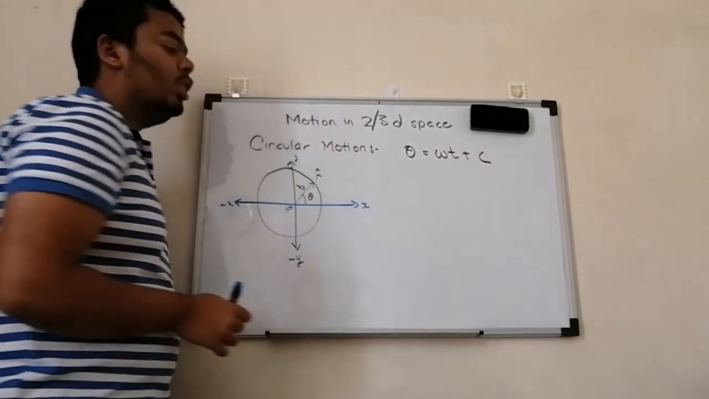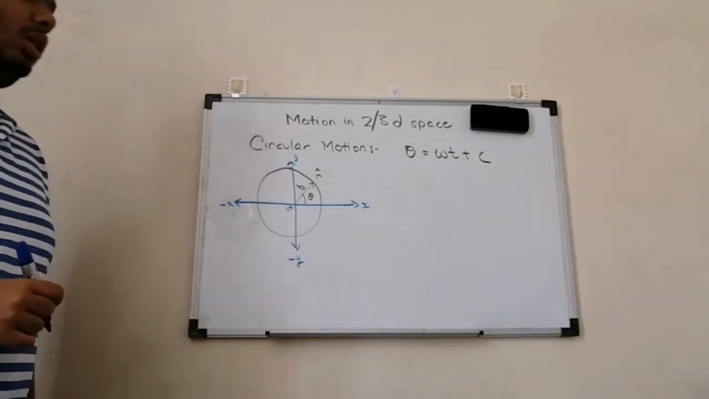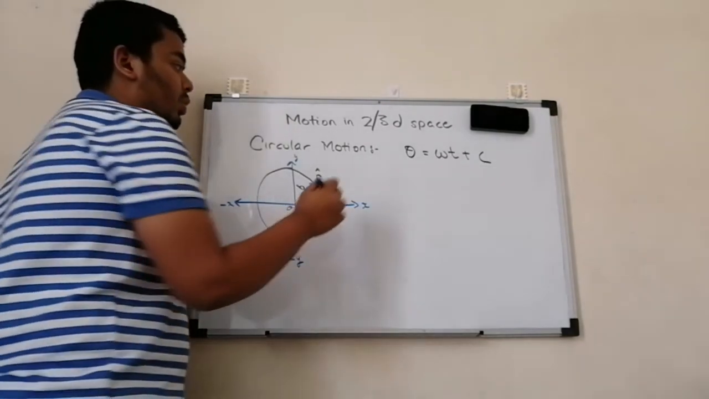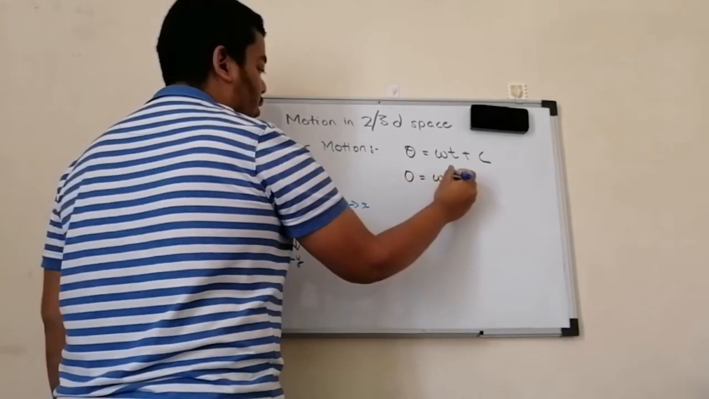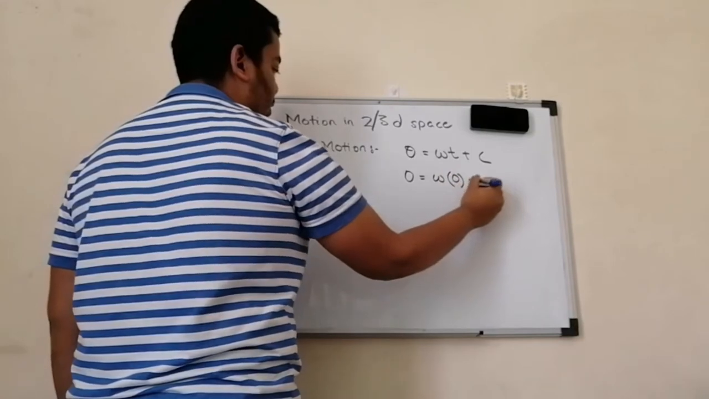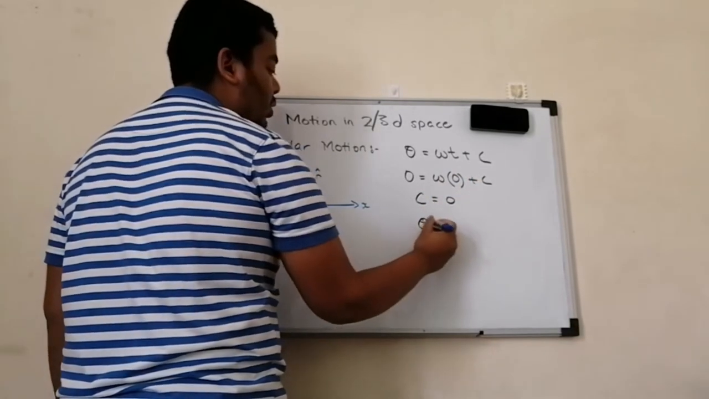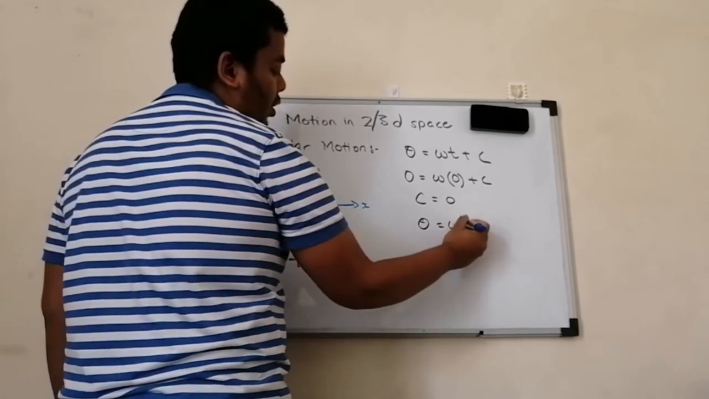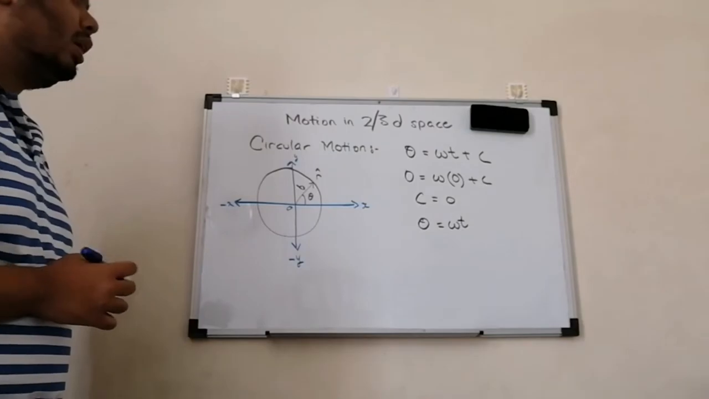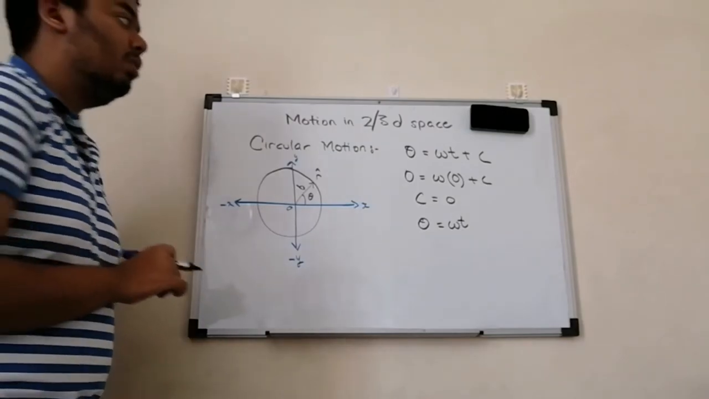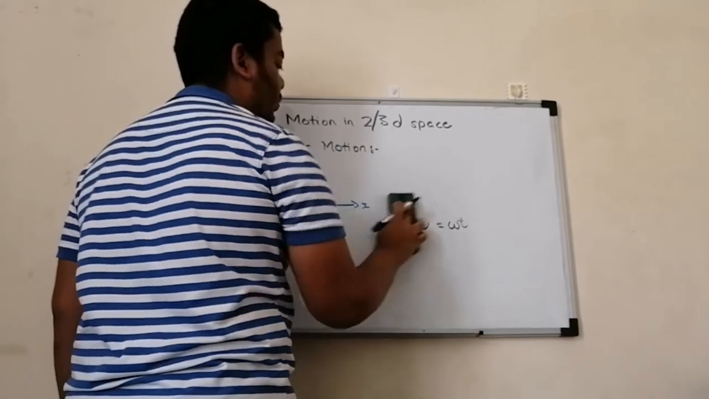We have the initial condition that when t is equal to 0, theta is also equal to 0. So we will put those initial conditions: 0 is equal to w into 0 plus c. So c is equal to 0. So the final expression becomes theta is equal to wt. Perfect. Now let's go ahead and write down the position vector of this particular motion.